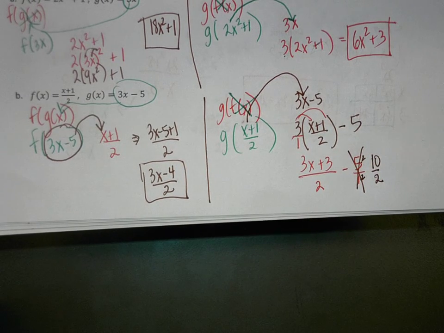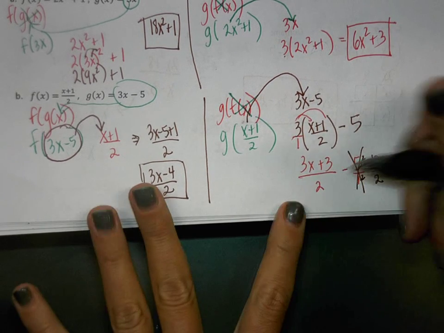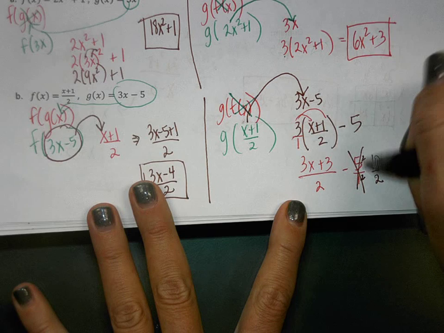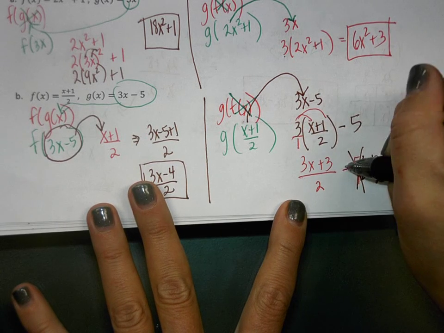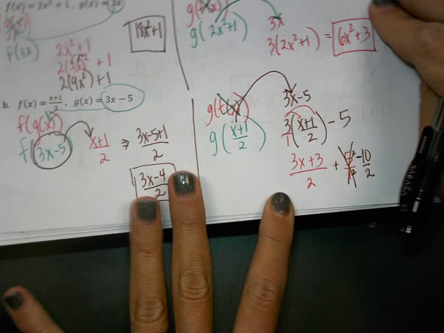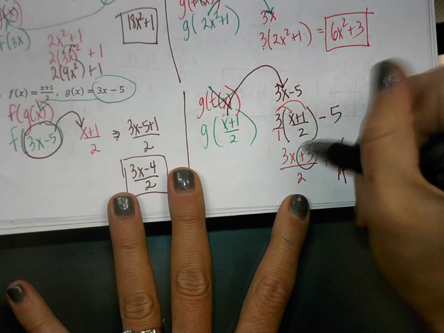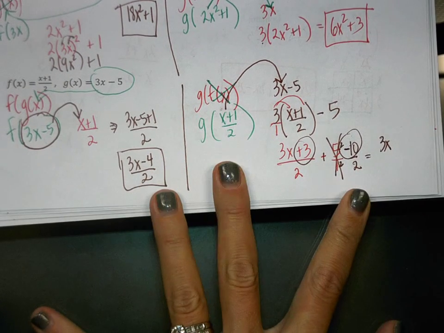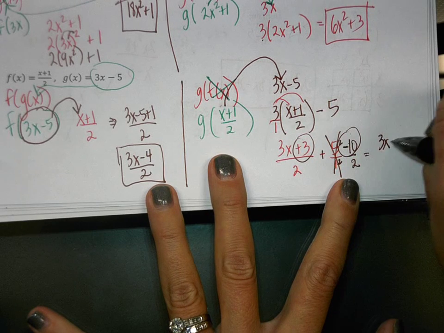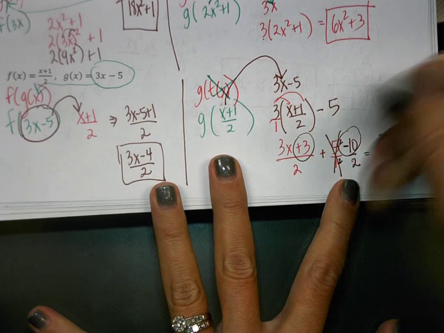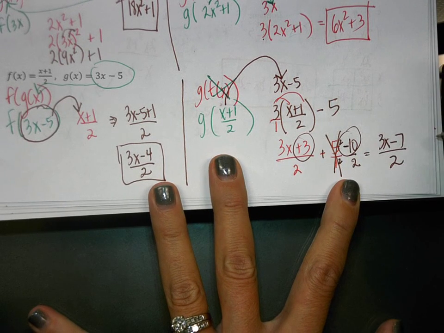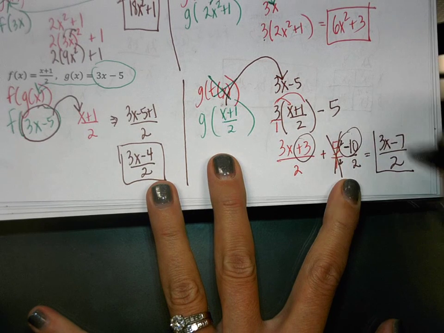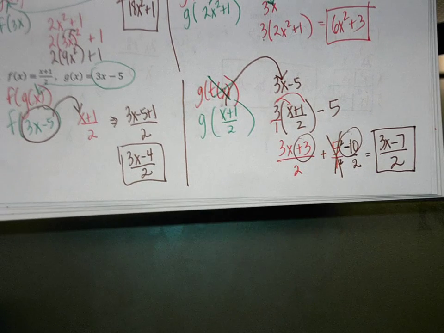So now can I combine them together? Yeah. And you need to remember this is actually a negative 10, correct? And so I can combine the 3 and the negative 10 together, and I end up with what? 3x minus 7 over 2. That's it. Can I reduce or simplify there at all? Nope. So that is my answer. Any questions?